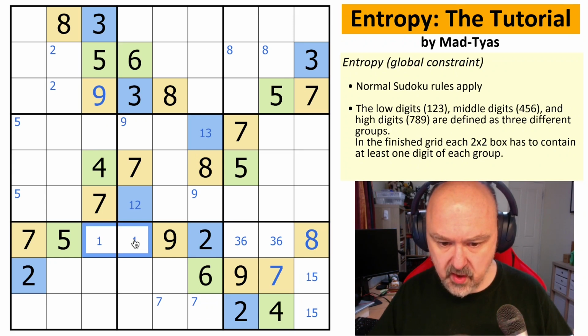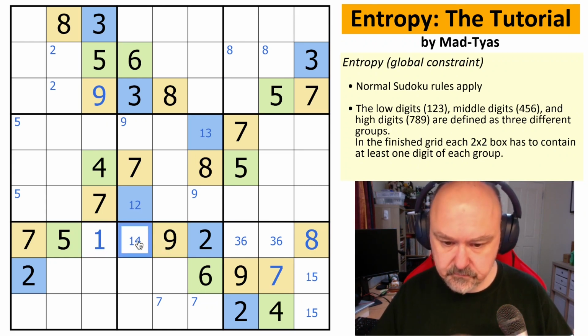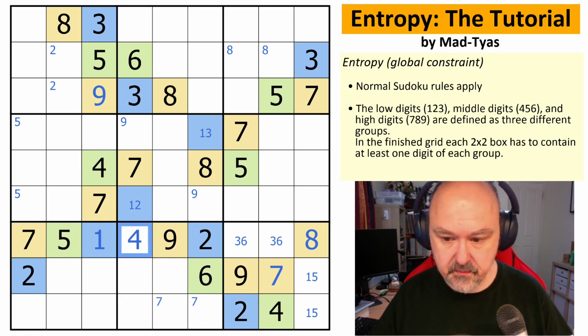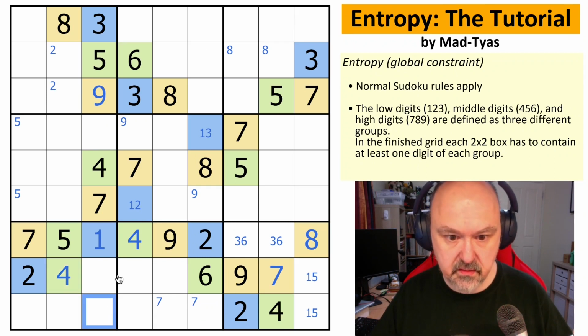This becomes 1, 3, and 4. So we can resolve that. Maybe I've missed a trick. That is very, very possible. So that becomes blue. That becomes green. That means there is a 4 right there, which makes that green.